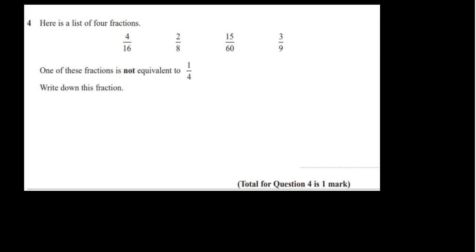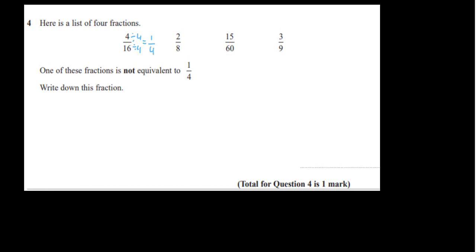Next question. Here is a list of 4 fractions: 4 over 16, 2 over 8, 15 over 60, and 3 over 9. One of these fractions is not equivalent to 1 over 4. Write down this fraction. So for each of these fractions, I'm going to try and simplify. 4 and 16 both come in the 4 times table, so I'm going to divide top and bottom by 4. And that gives me 1 over 4.